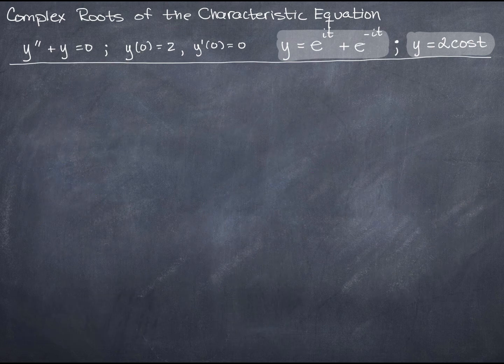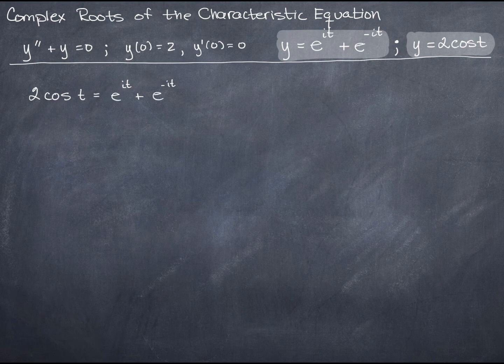Okay, so now we have two very different looking solutions based on two very different approaches to the same differential equation. So it would be easy and very believable to argue that those two things must be equal. So let's set them equal to each other and see what happens. 2 times the cosine of t equals e to the it plus e to the negative it.